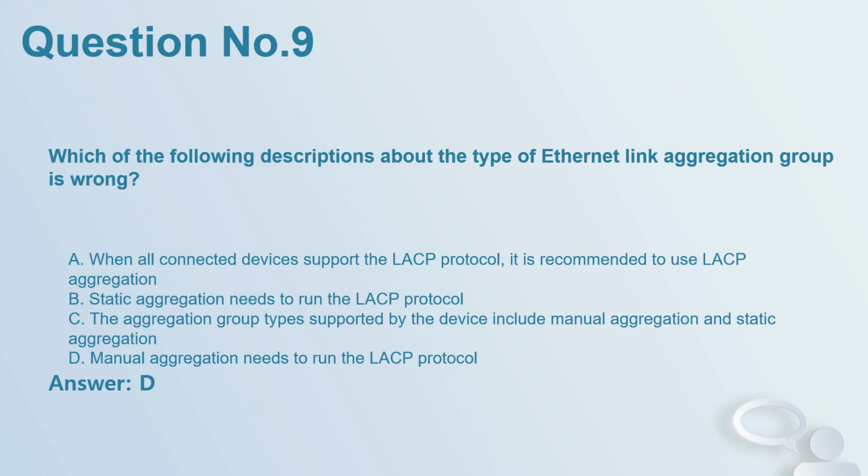Question number 9. Which of the following descriptions about the type of Ethernet link aggregation group is wrong? A. When all connected devices support the LACP protocol, it is recommended to use LACP aggregation. B. Static aggregation needs to run the LACP protocol. C. The aggregation group types supported by the device include manual aggregation and static aggregation. D. Manual aggregation needs to run the LACP protocol. Answer D.